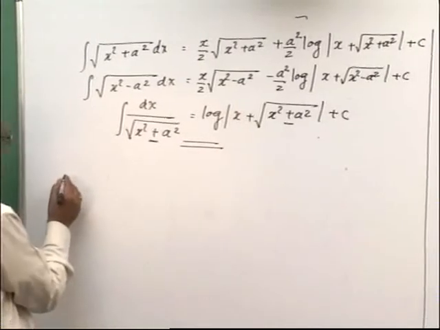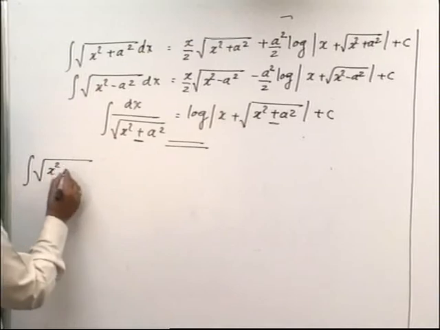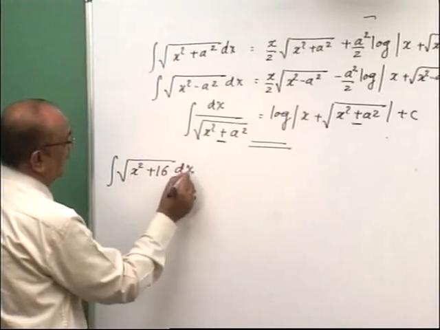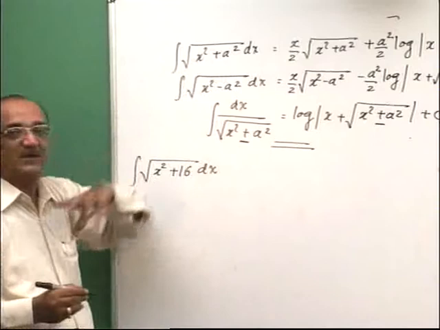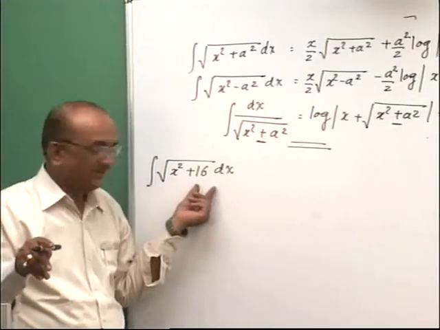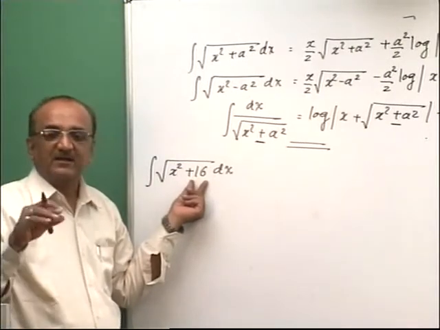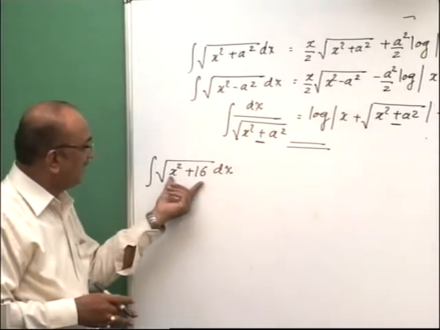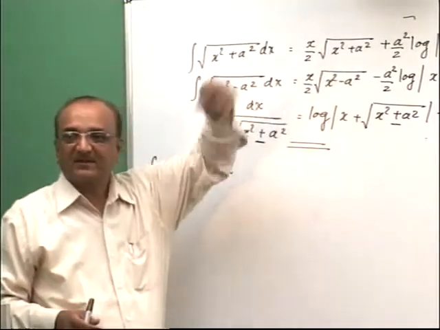The first example is the integration of root of x squared plus 16 dx. This example is applicable with the first formula, x squared plus a squared. Here a squared is 16, don't take 16 squared. So a squared is 16, then what is a? 4. You can substitute directly in this formula.